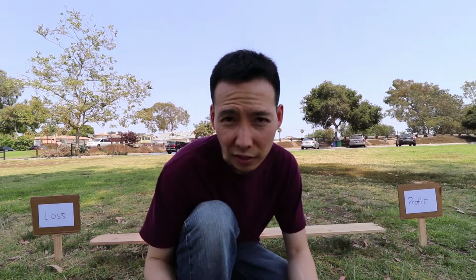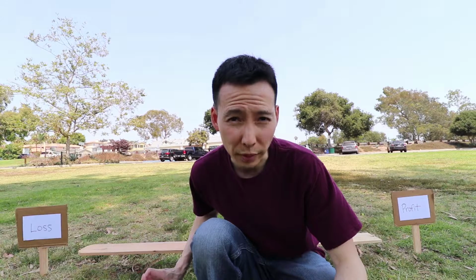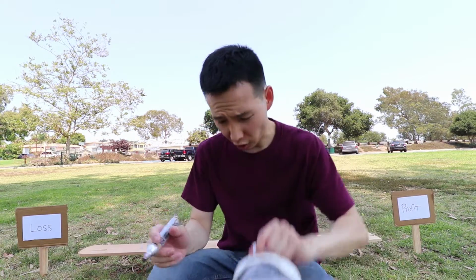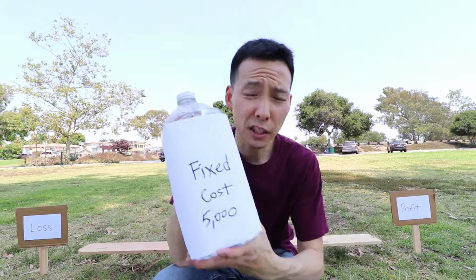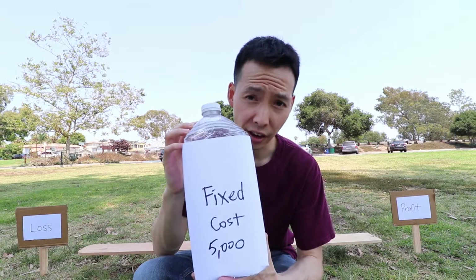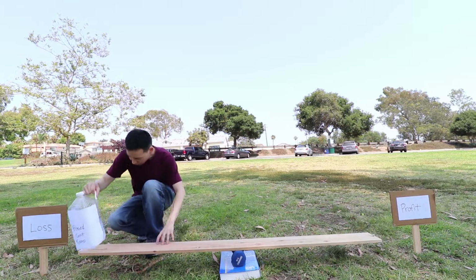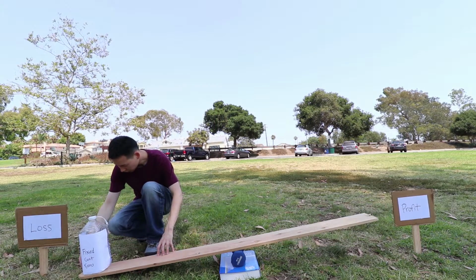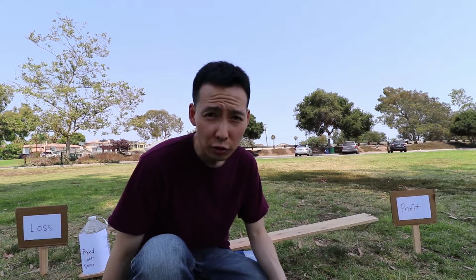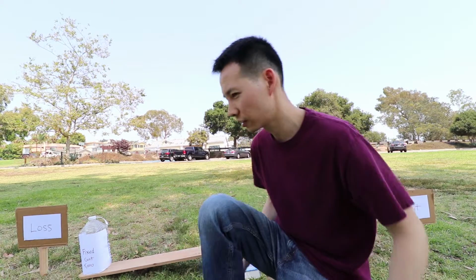So, imagine that this teeter-totter right in back of me is your business. Let's say your business incurs a fixed cost every month of $5,000. This fixed cost is constant. You can't get rid of it. It's always there. And as long as you don't make any sales, you're always going to have a loss.